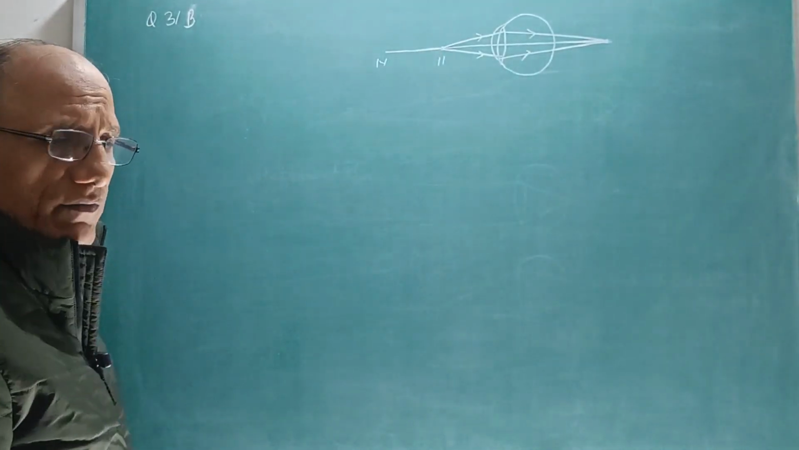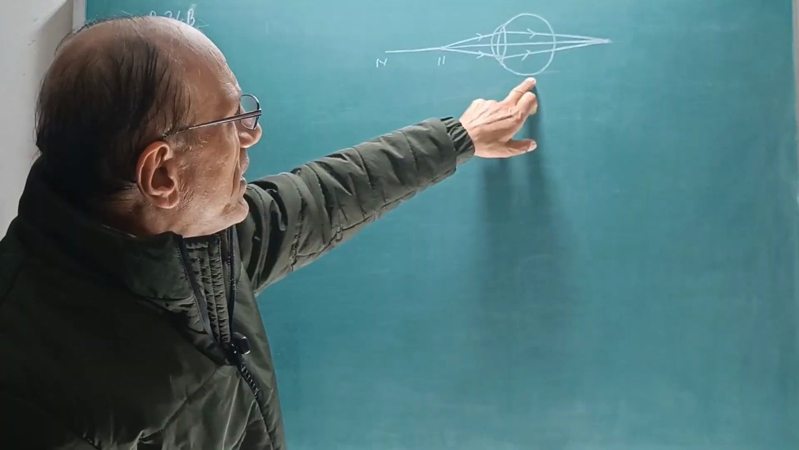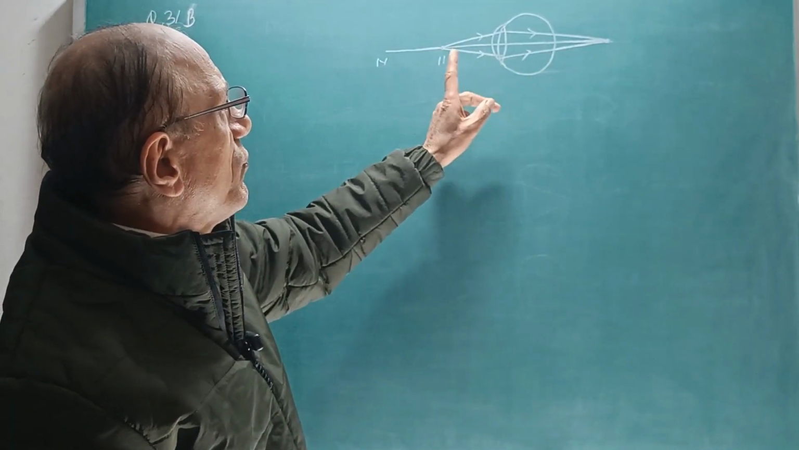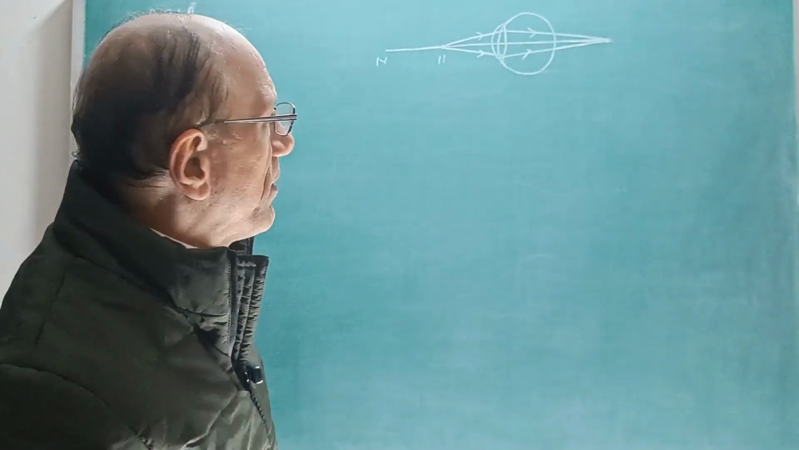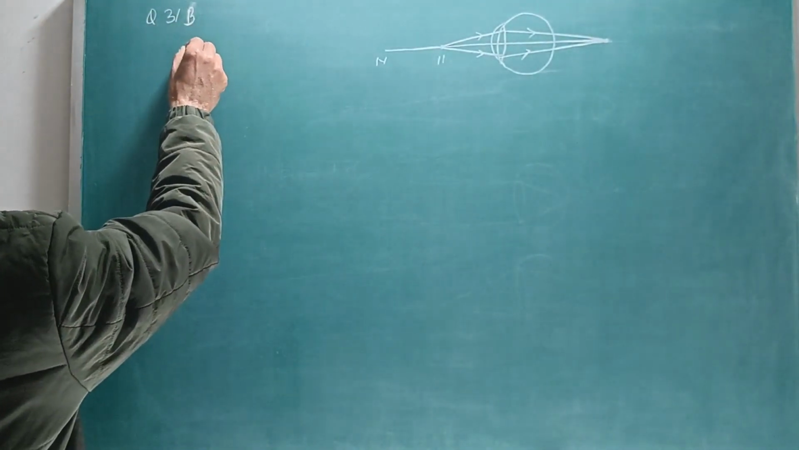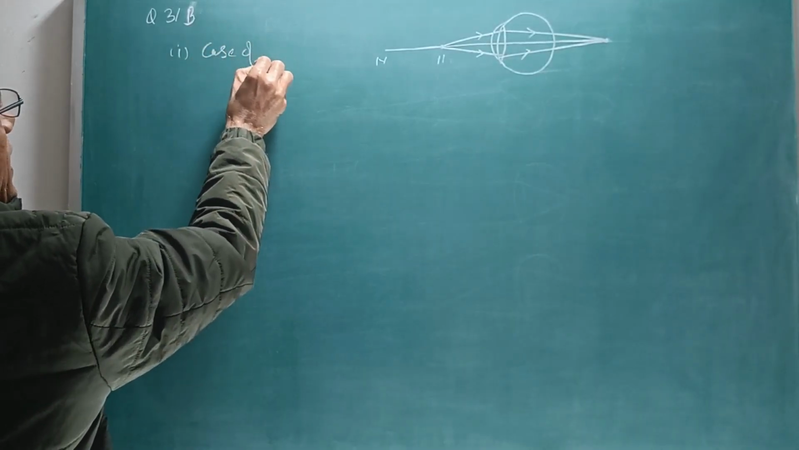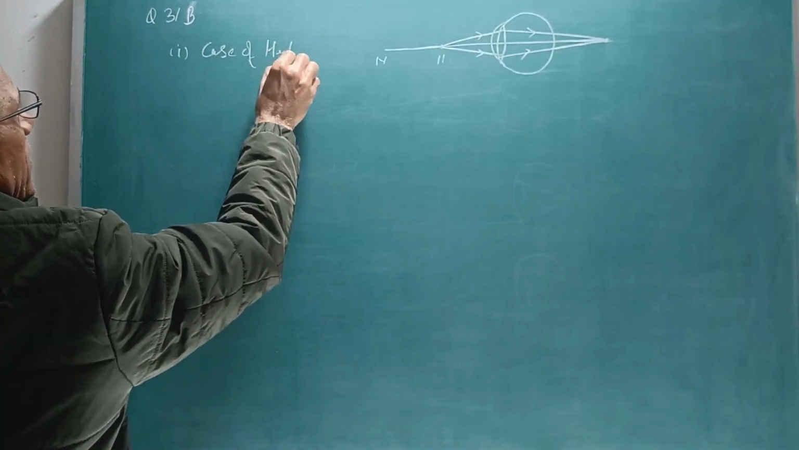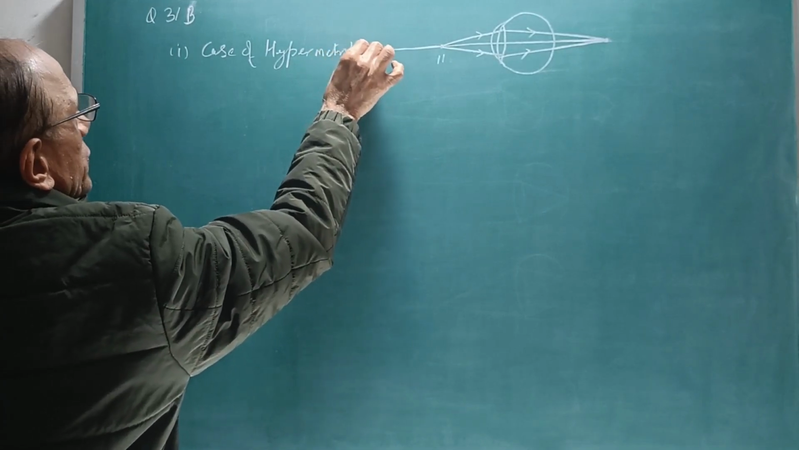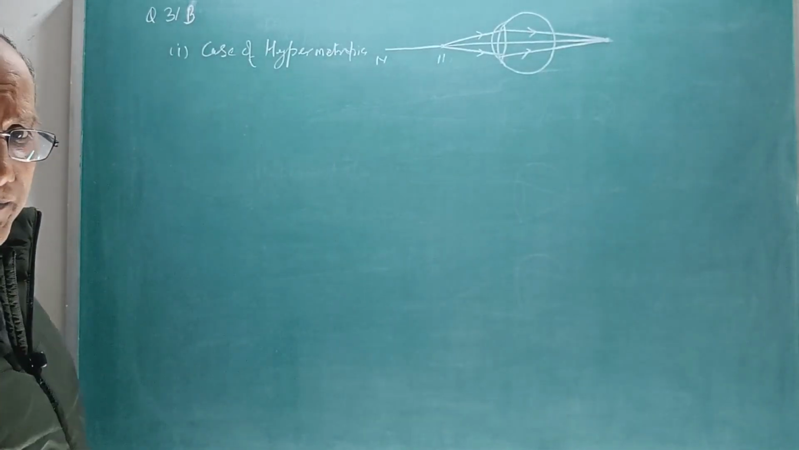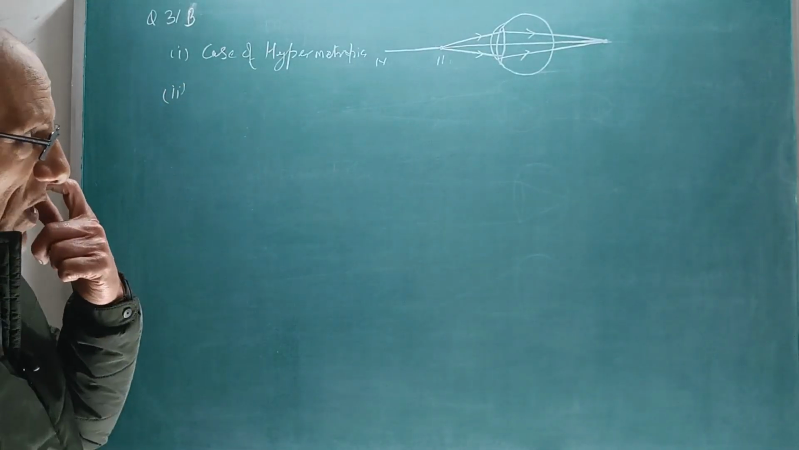So here, as in the previous part 31a, we have very clearly explained that this is a defect in which the person is not able to see the nearby objects. So this is hypermetropia. So the first part is the case of hypermetropia.